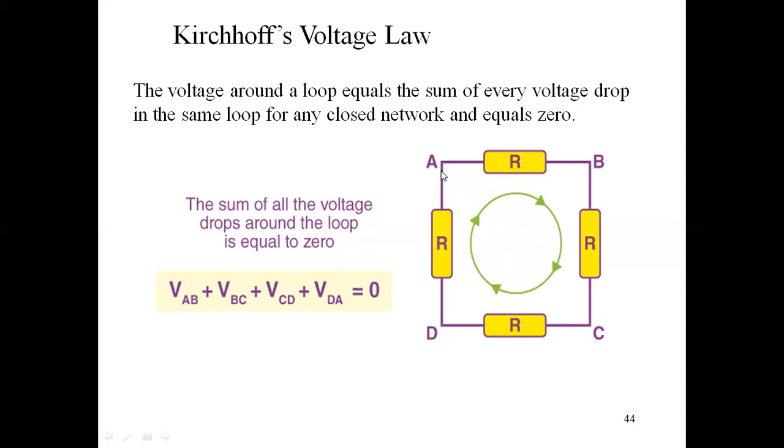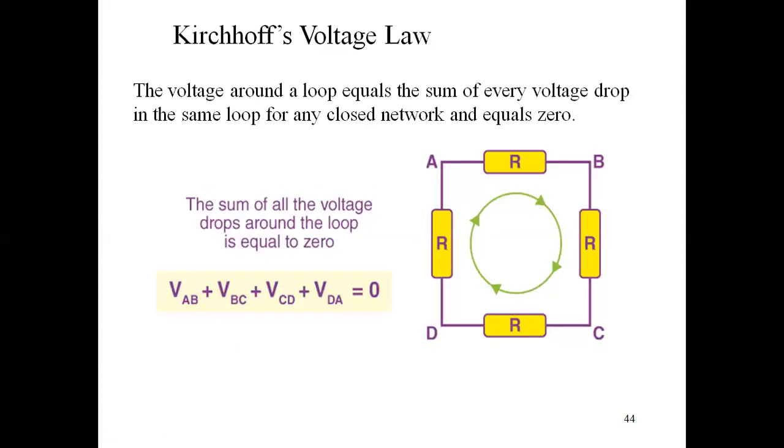Here the voltage drop across the resistance R is VAB. The voltage drop across the next is VBC, then VCD, and VDA. So the sum of all these, VAB plus VBC plus VCD plus VDA, is equal to 0, and it is nothing but Kirchhoff's voltage law.